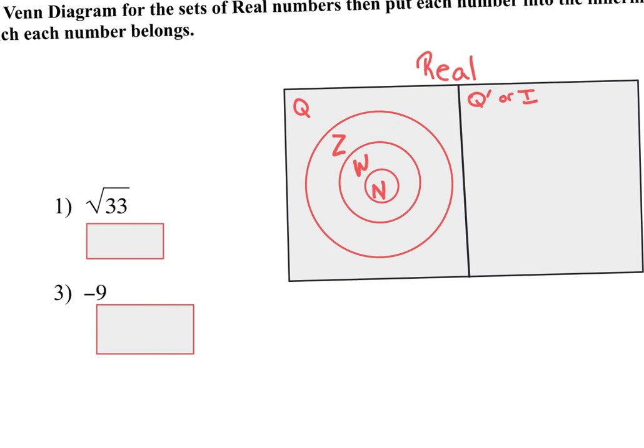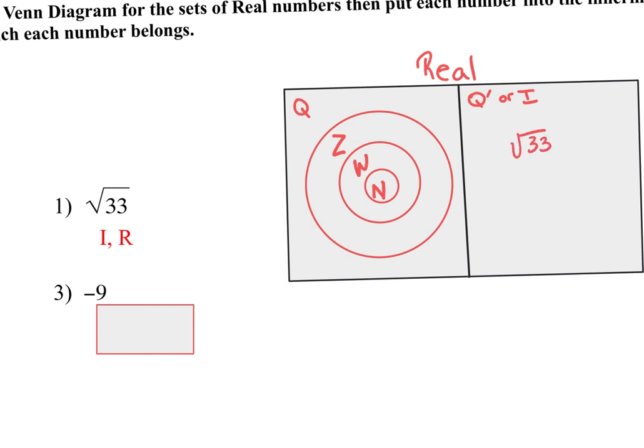Then it wants you to tell what they're in. So two things happen here. It says, put it into the innermost set to which it belongs. Your answer key will actually just show you what it belongs to. So irrational and real is what this belongs to. So if I were to have to put that up there, I would actually just put it in the irrational. So I would put square root of 33 right here.